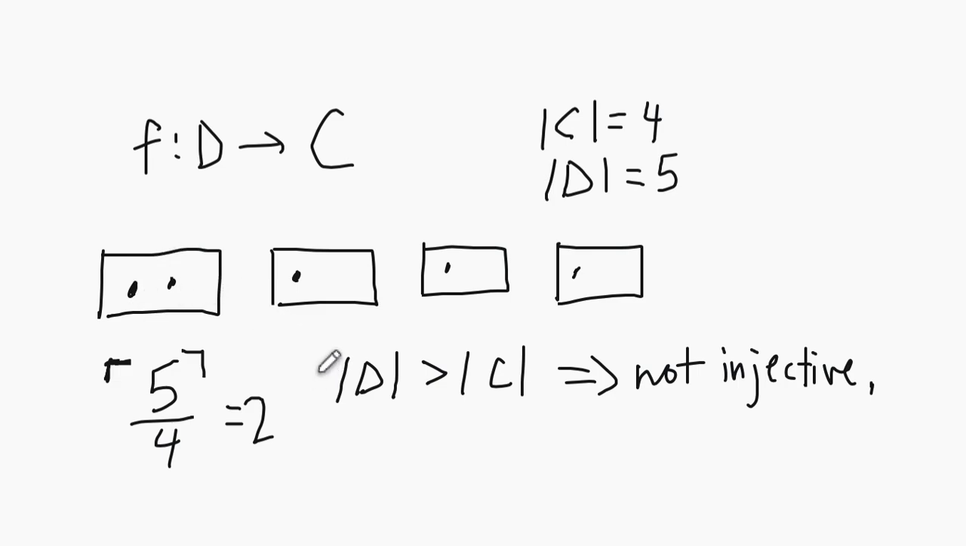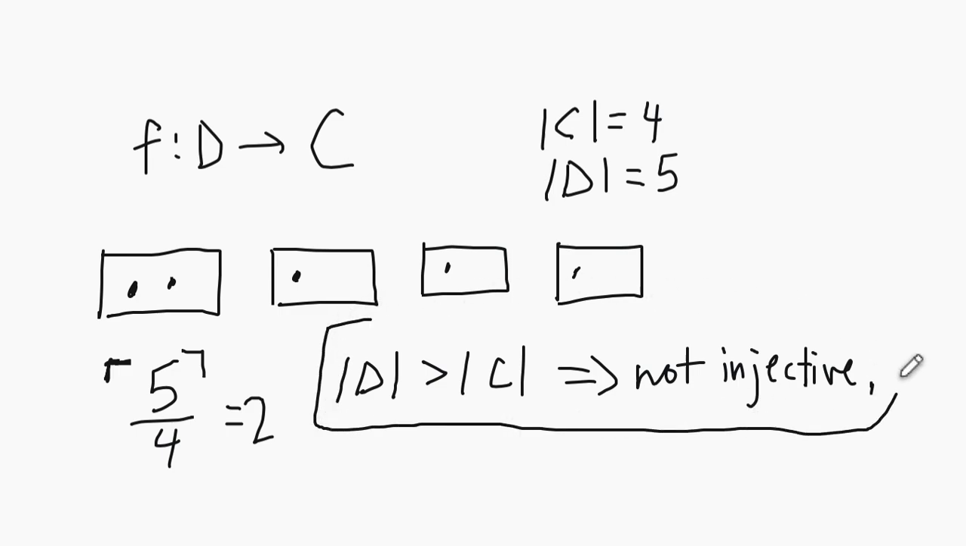So what does this tell us? If the domain is bigger than the codomain, then when we do something like this, we're going to get a number that's bigger than 1. We're going to have a box that has more than 1 element in it. If there's a box in the fiber box diagram that has more than 1 element in it, that means the function is not injective. And that is the pigeonhole principle right there.